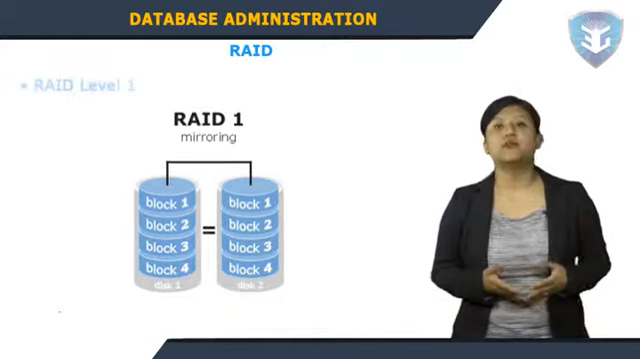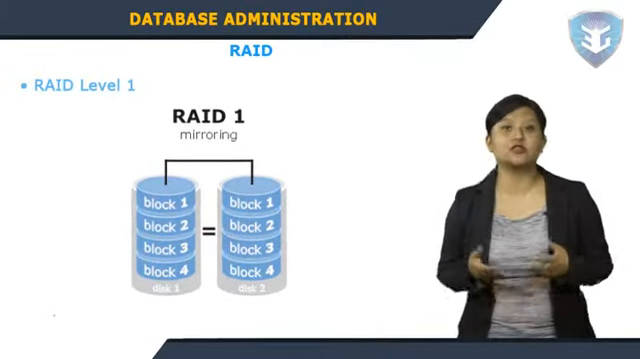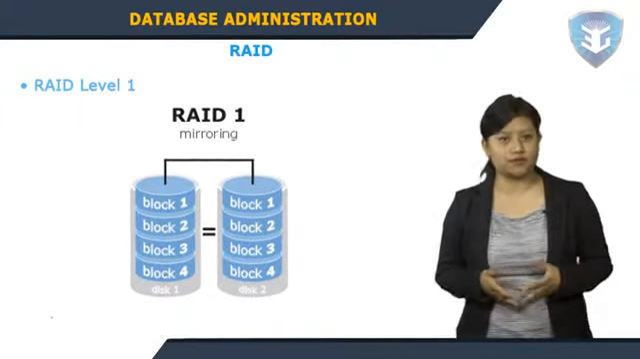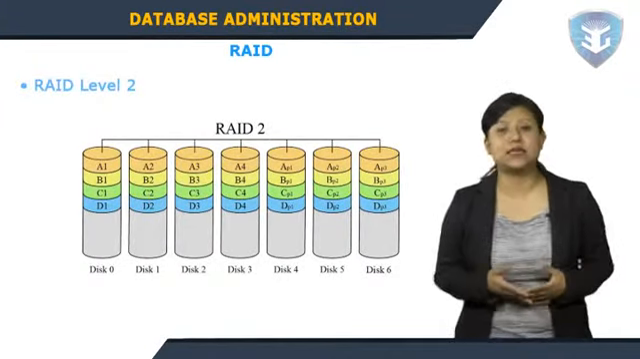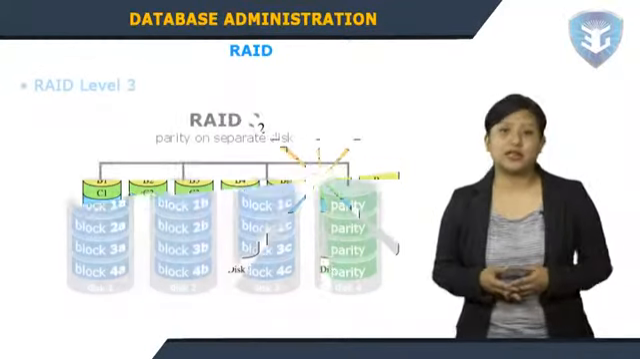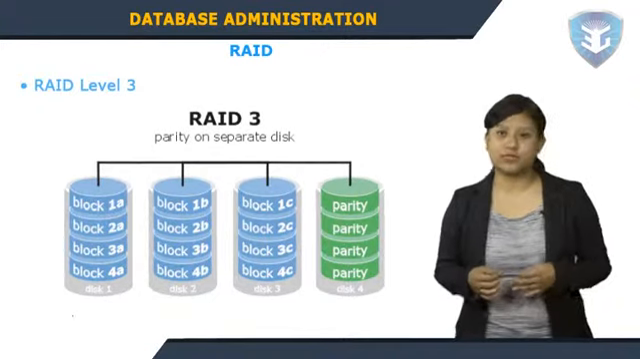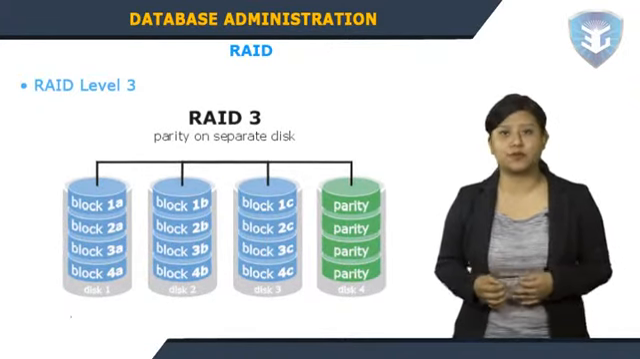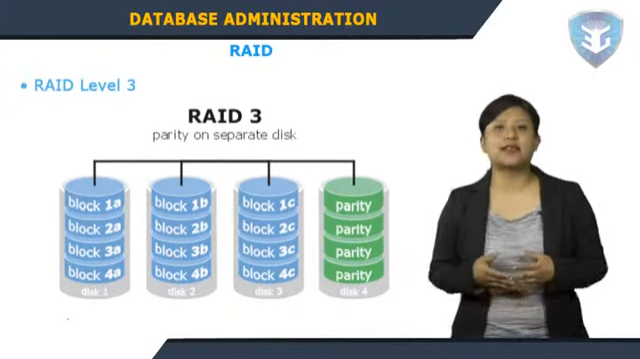RAID Level 1: mirrored disks with block striping offers the best write performance. It is popular for applications such as storing log files in a database system. RAID Level 2: memory-style error correcting codes (ECC) with bit striping. RAID Level 3: faster data transfer than with a single disk, but fewer I/Os per second since every disk has to participate in every I/O. It subsumes Level 2, providing all its benefits at lower cost.